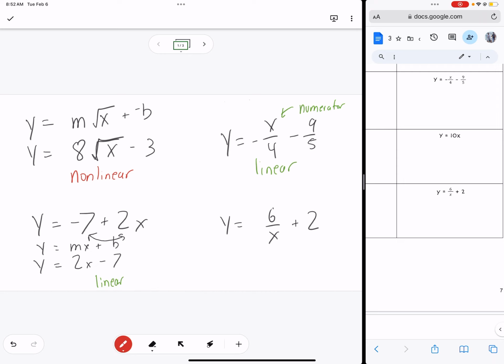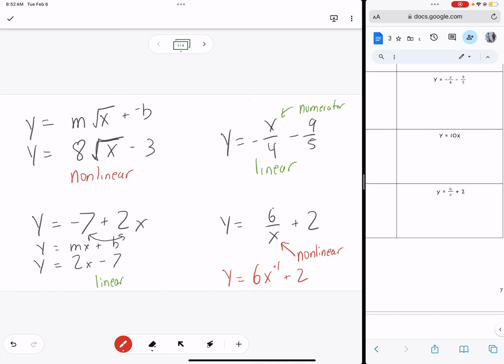Can x be a denominator? And the answer is no. It's nonlinear when x is a denominator. You can't have it as a denominator. I believe that if you were to write this out, it would be 6 times x to the negative 1. And you can't have an exponent outside of that.